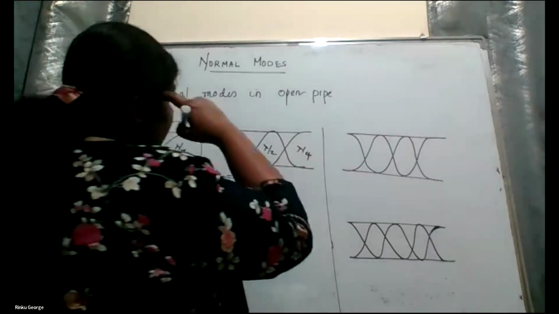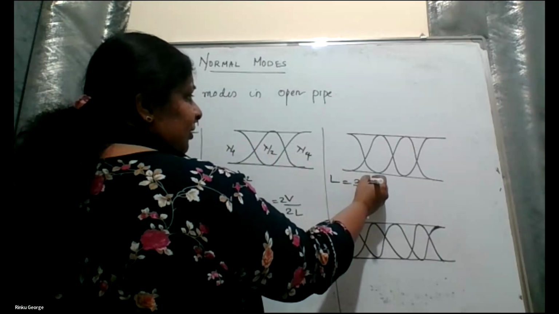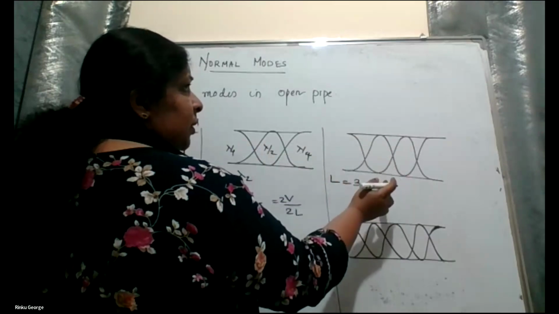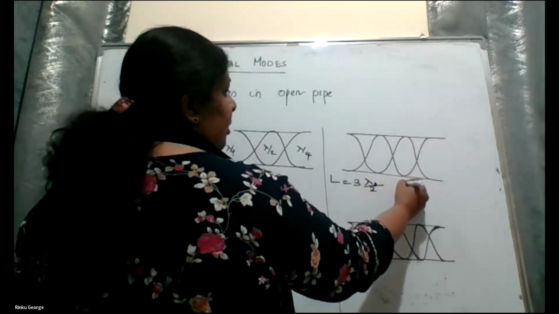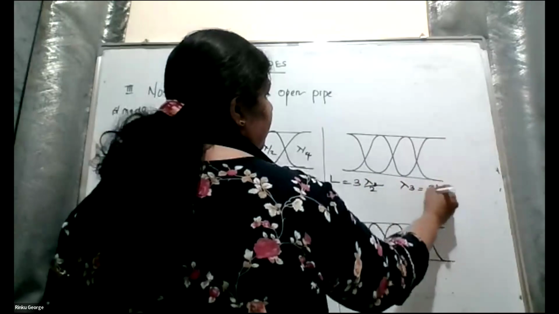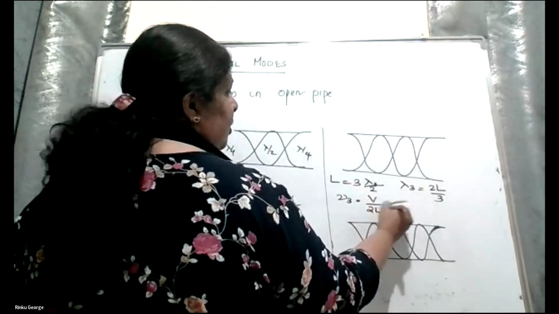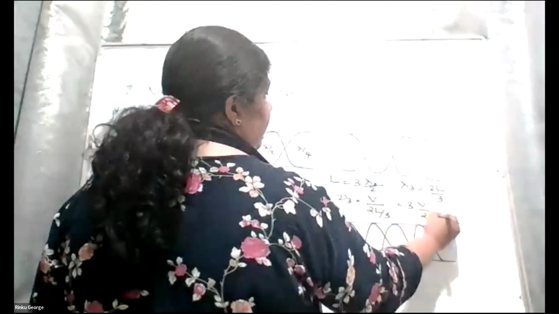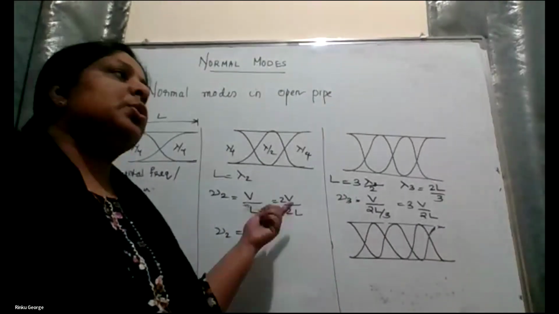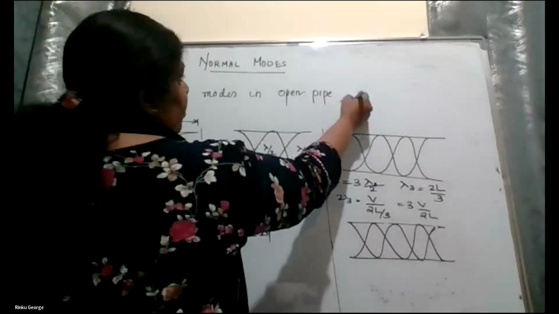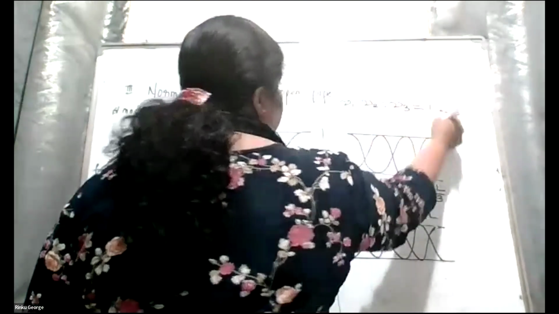Now here, what is lambda? L is equal to lambda plus lambda by 2, which is 3 lambda by 2. Lambda is equal to 2L by 3. So nu 3 is equal to V by 2L by 3, or 3V by 2L. Understood? Easy, right? So nu 1 is to nu 2 is to nu 3 is equal to 1 is to 2 is to 3.